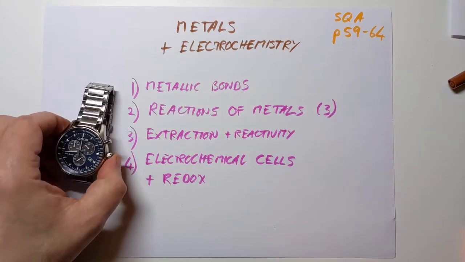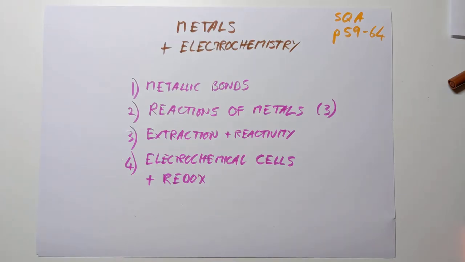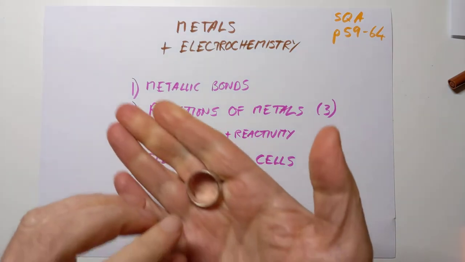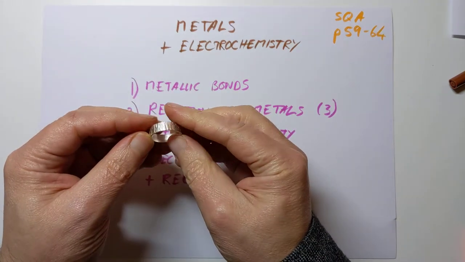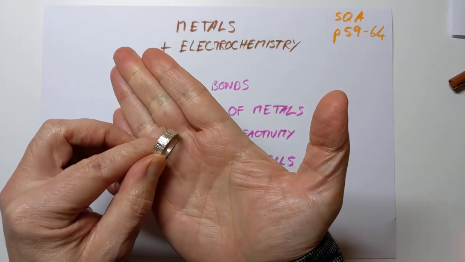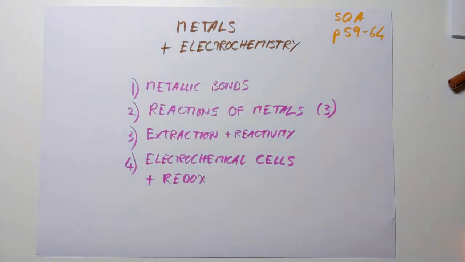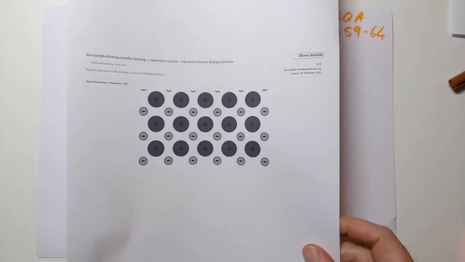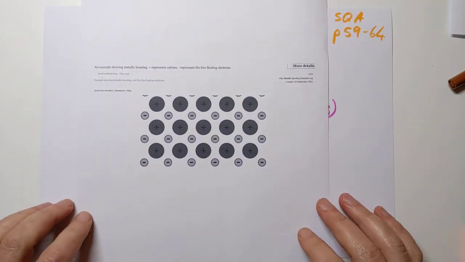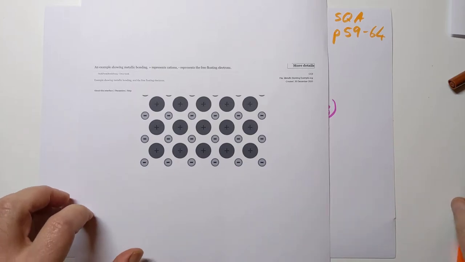So I think we should start with what on earth holds the atoms in this ring, which my lovely wife made me as a birthday present a couple of years back. What holds the atoms in this silver ring to each other? Why do they stick to each other? What's the bonding situation behind them? Because it's unlike anything else. This is a picture from Wikipedia, which is Creative Commons, so I'm just going to show you it nicely.